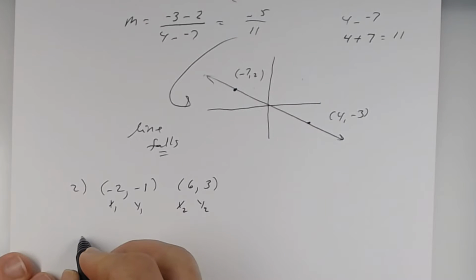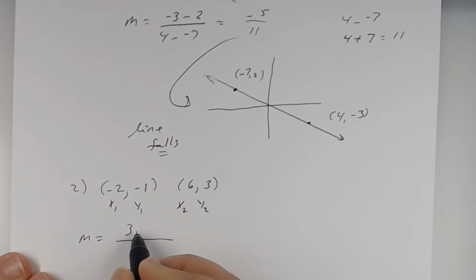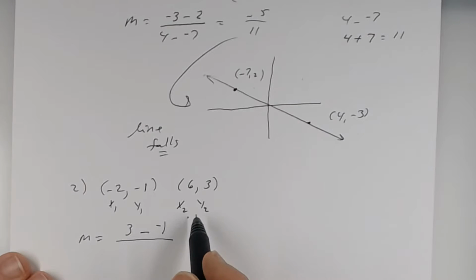So your slope equals what's going to be listed first in the numerator? Y2, which is 3. You subtract y1, which is negative 1. So it's not 3 plus a negative 1, it's 3 minus a negative 1. What's the denominator? That's why it's important to label those. So you got to write what first? X2, which is 6. Subtract a what? Negative 2.